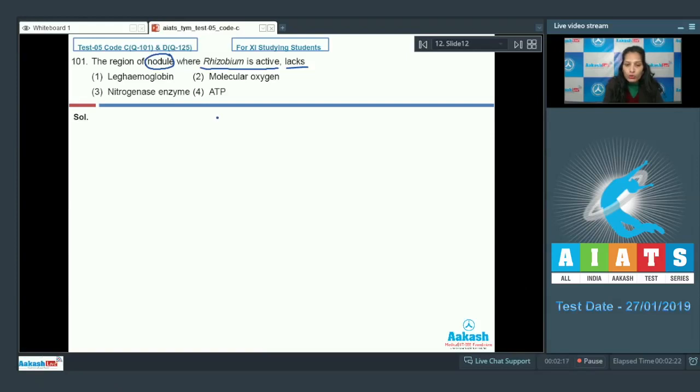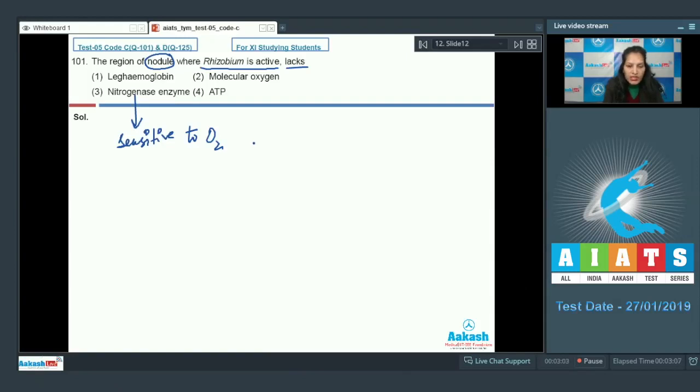If any root nodule contains rhizobium, it means there is nitrogen fixation. Rhizobium is a bacterium which can symbiotically fix nitrogen in leguminous plants. So there is nodule formation in leguminous plants where rhizobium fixes the atmospheric nitrogen into ammonia. To fix the atmospheric nitrogen, rhizobium has a nitrogenase enzyme. This nitrogenase enzyme is sensitive to oxygen. Hence, it cannot act in presence of molecular oxygen.